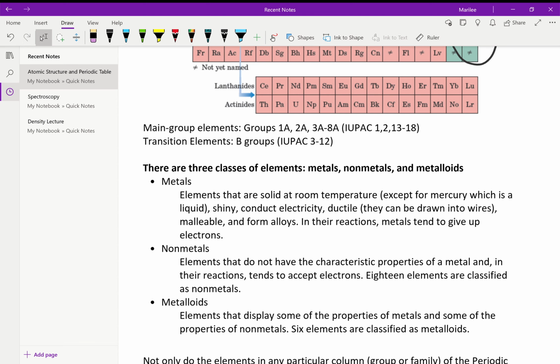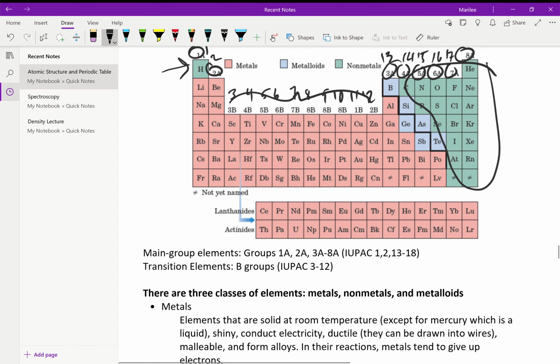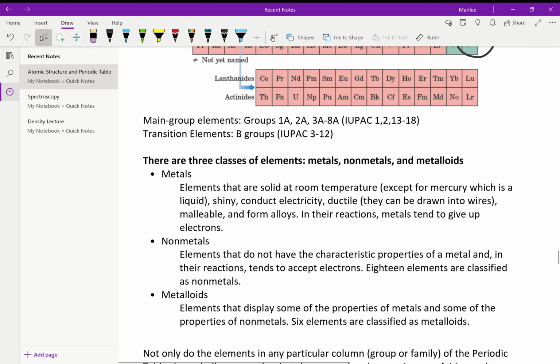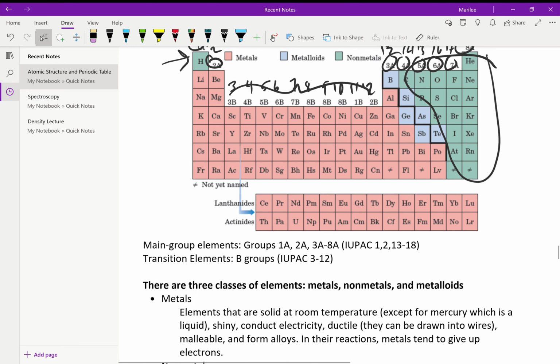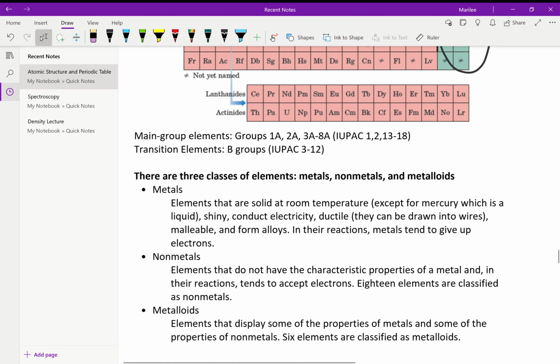Metalloids, which are found here in blue. They have some properties of metals and some properties of nonmetals. There are only 6 elements that are classified as metalloids.